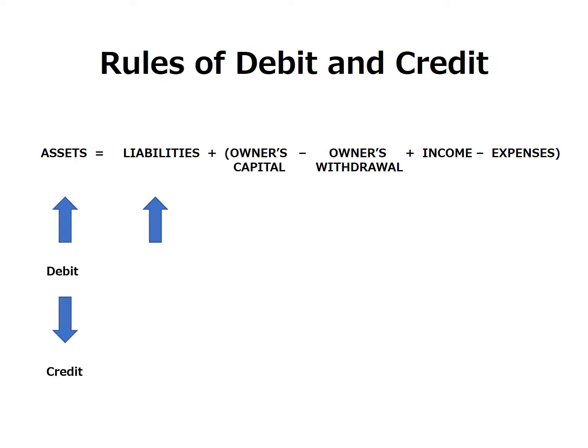If a liability is increased, we credit the liability. If the liability is decreased, we debit the liability. So if you would notice, this is completely the opposite of how we treat assets as far as debit and credit is concerned. If owner's capital is increased, we credit owner's capital. If owner's capital is decreased, we debit owner's capital.